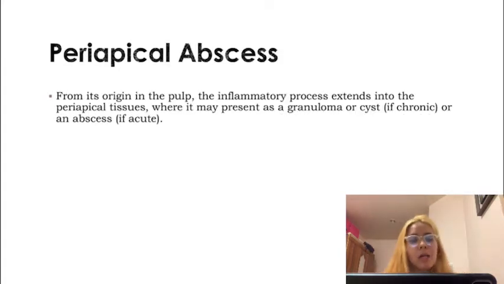A periapical abscess has its origin in the pulp. The inflammatory process extends into the periapical tissue, where it may present as a granuloma or cyst, or as an abscess if it is acute.